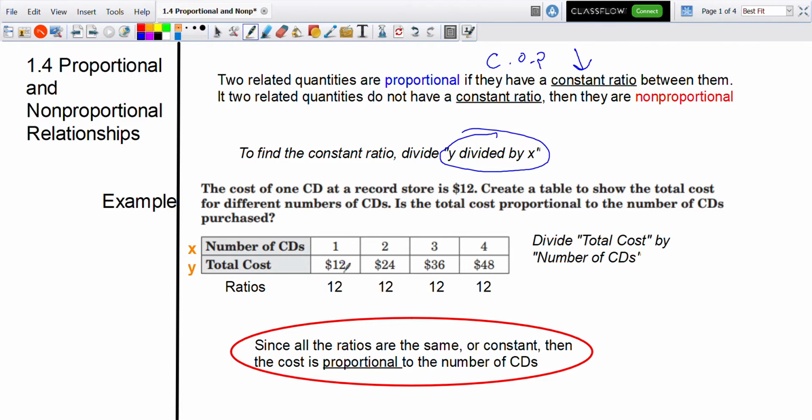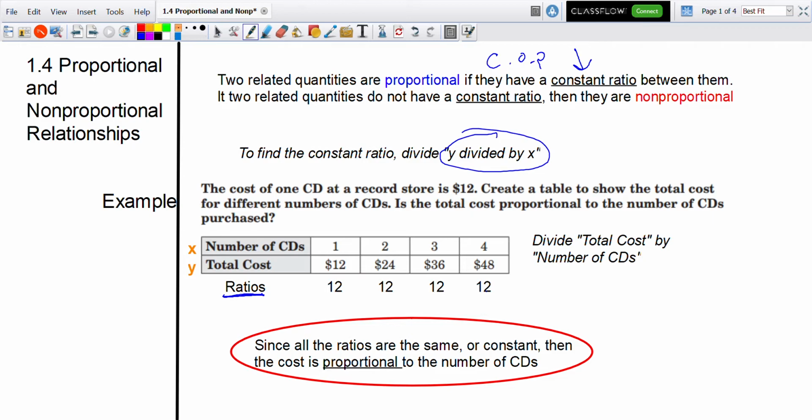If I buy one CD, it'll cost $12. 2 CDs will cost $24. 3 CDs, $36, and 4 CDs will cost $48 because they're each $12. To find our ratio, or our COP, we take our Y and divide it by our X. So 12 divided by 1 is 12. Y divided by X, 24 divided by 2 is 12. 36 divided by 3 is 12. And 48 divided by 4 is 12.